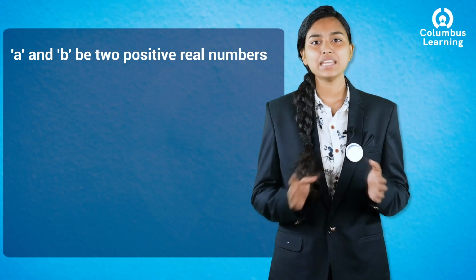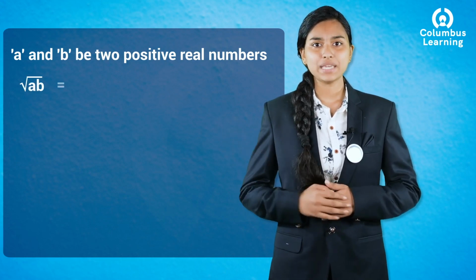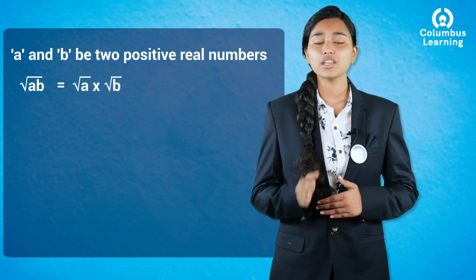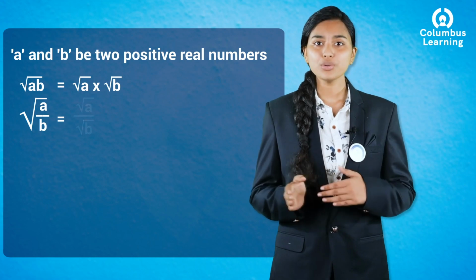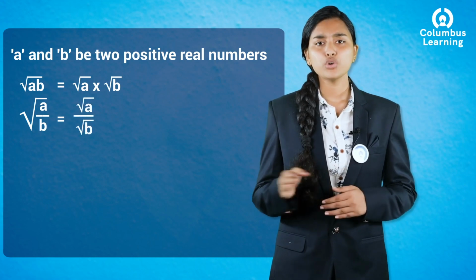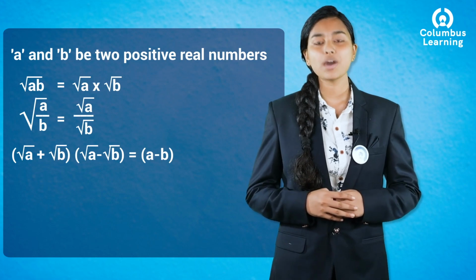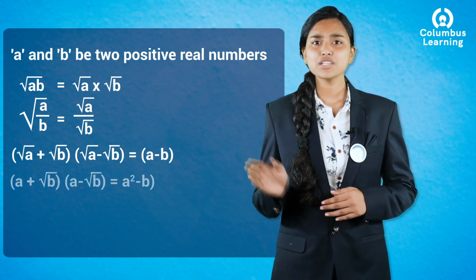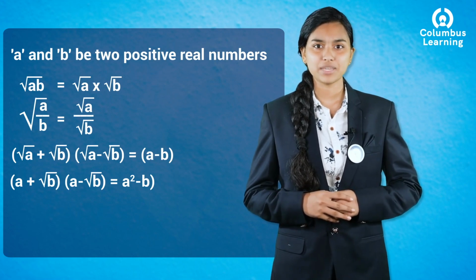Now let's see some identities related to square roots. Let a and b be any positive real numbers. Then root of a into b is equal to root a into root b. Root of a by b is equal to root a by root b. Root a plus root b into root a minus root b is equal to a minus b. (a plus root b) into (a minus root b) is equal to a square minus b.